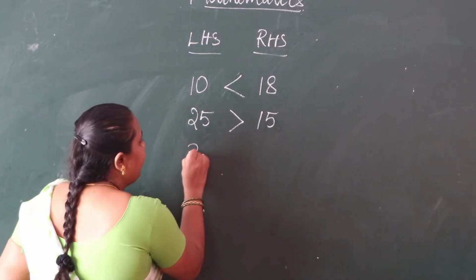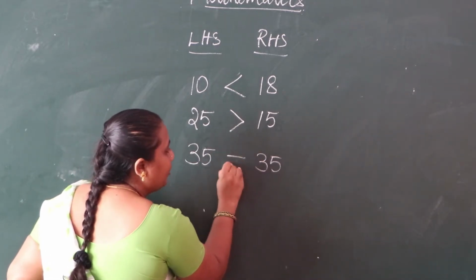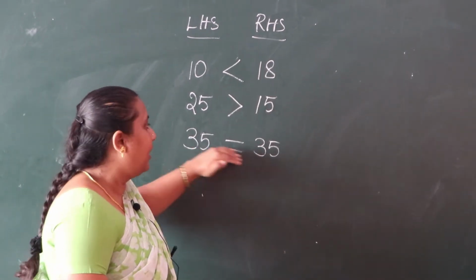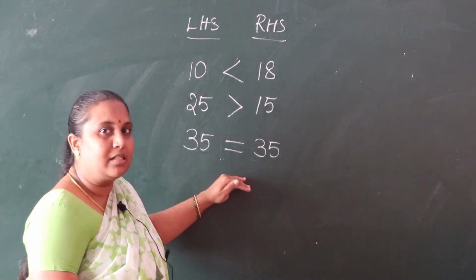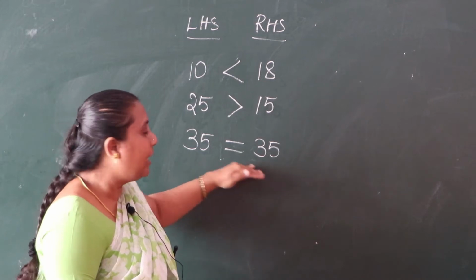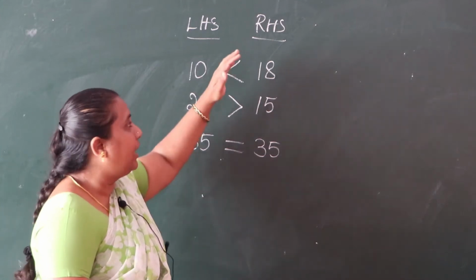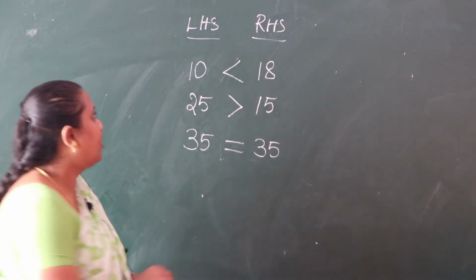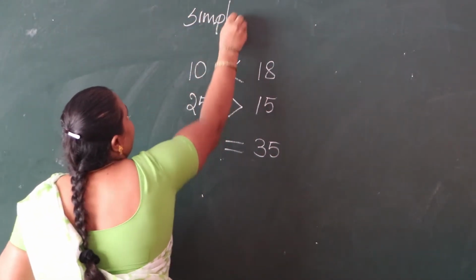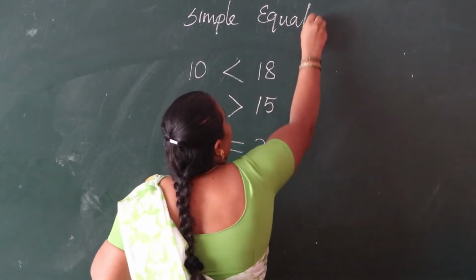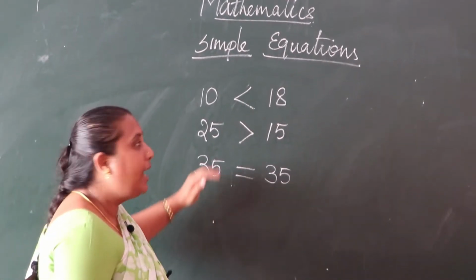Now we take 35 as a number and on this side also 35. You know these both are equal. When both sides of the equality sign are equal, that is an equation. We can say this is equals. So we are talking about an equation. Understood? Our topic is simple equations.